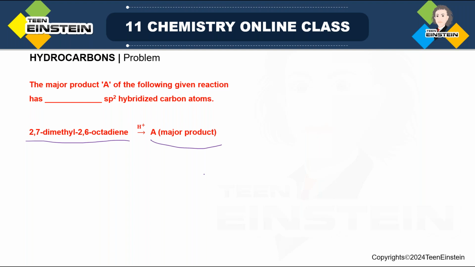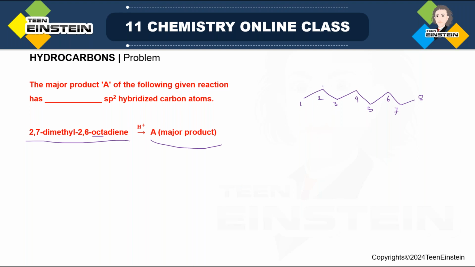Fine. So you will first draw this molecule, 2,7-dimethyl-2,6-octadiene. So here what we will do, 1, 2, 3, 4, 5, 6, 7, 8. So we have drawn the parent chain, which is octadiene. That means oct means the total number of carbons is 8. So this way, stepwise, you have to think.